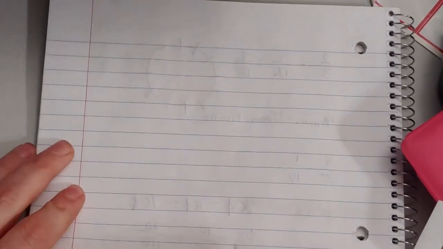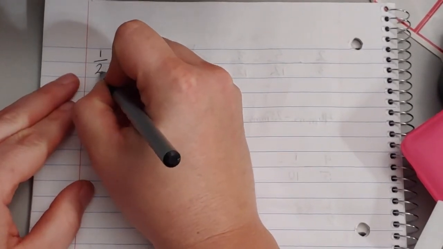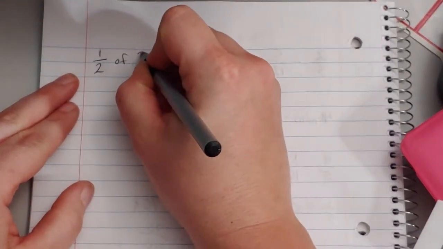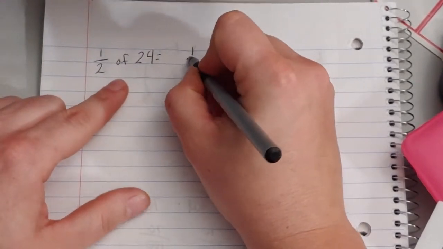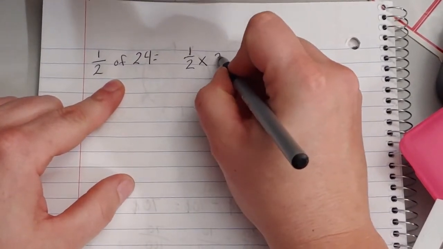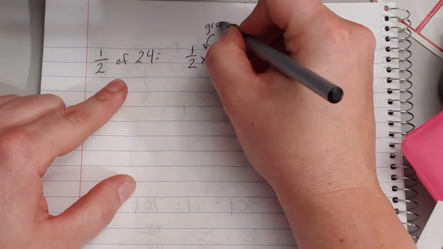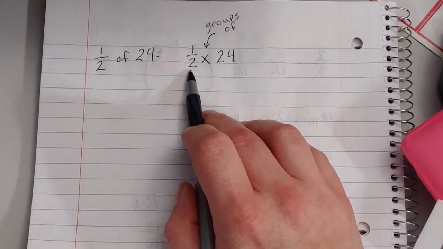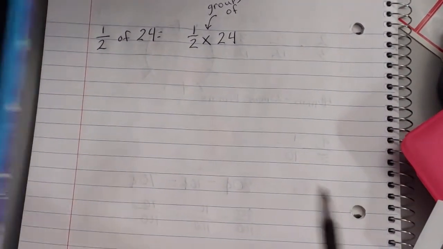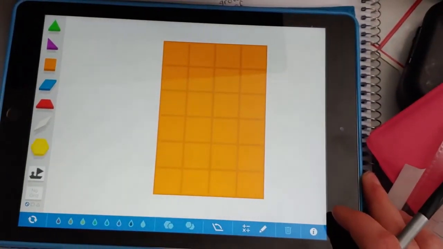So the first thing we're going to try and figure out is what is 1/2 of 24. This is the same thing as a half group of 24. Remember how we talk about this meaning groups of? Means the same thing even if it's a fraction. So what is a half group of 24? Pause here, use your tiles, and figure out what is a half group of 24.